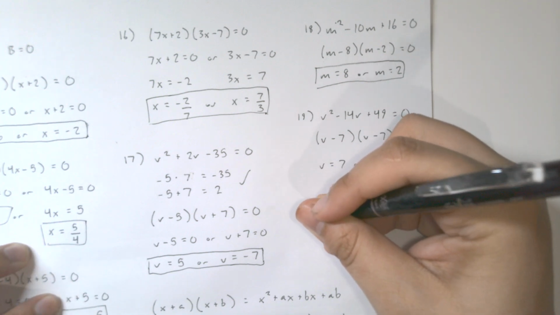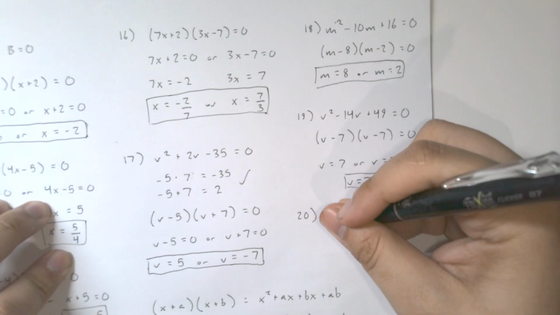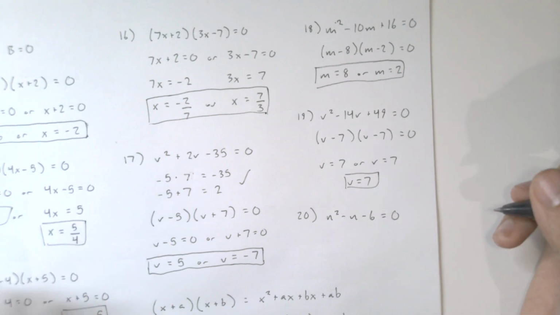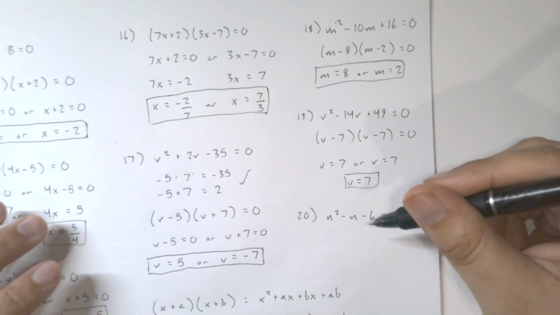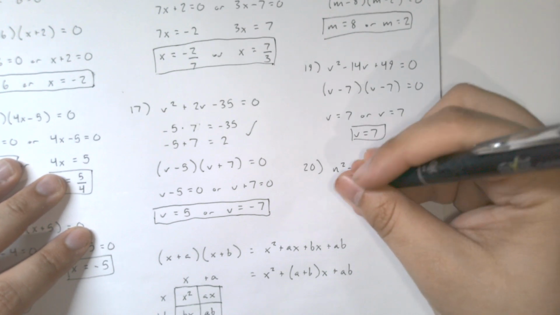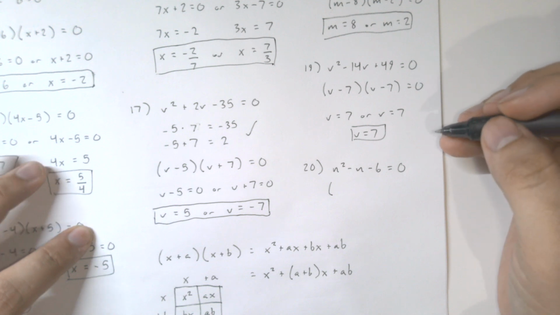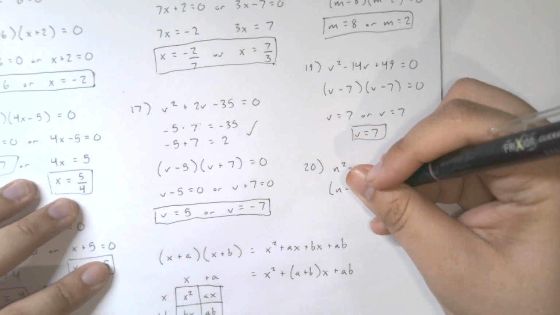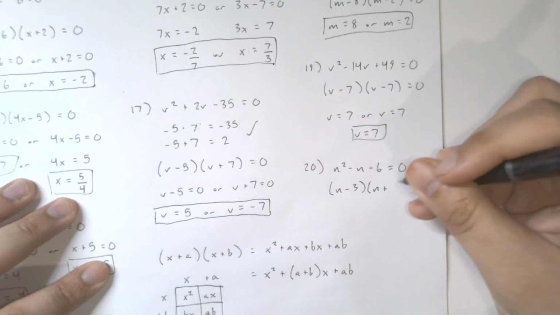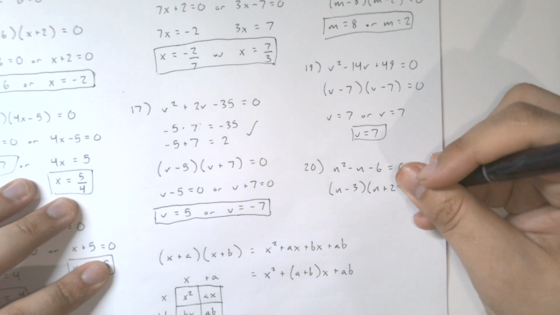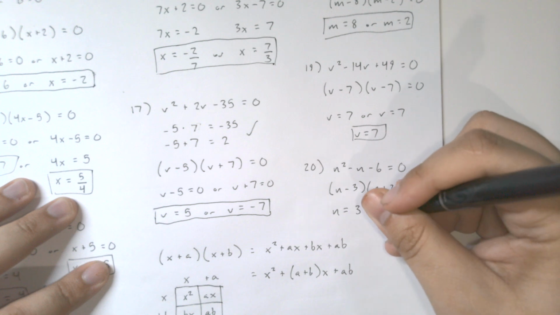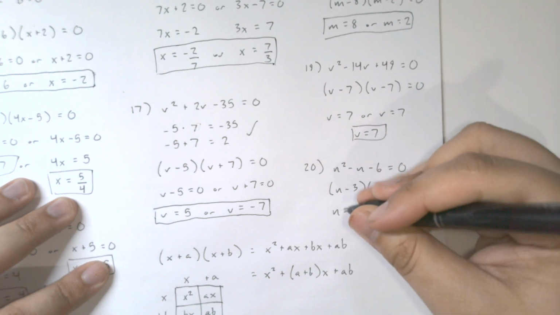Let's look at number 20. For number 20, we have n squared minus n minus 6 is equal to 0. Finding two numbers that multiply to negative 6 and add up to an implicit negative 1 here, we have, let's see, negative 3 and positive 2. So n minus 3 times n plus 2 is equal to 0. So our solutions are n is equal to 3 or n is equal to negative 2.